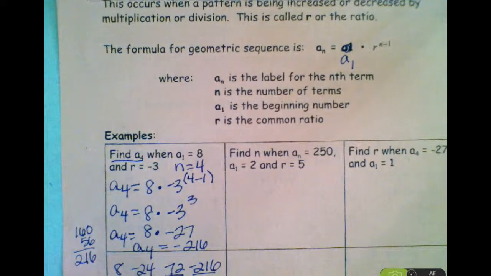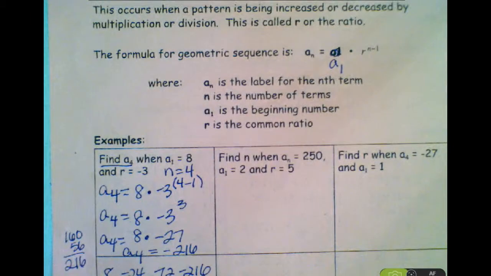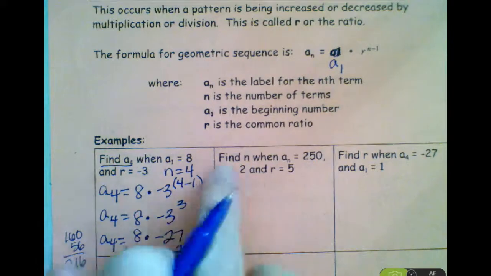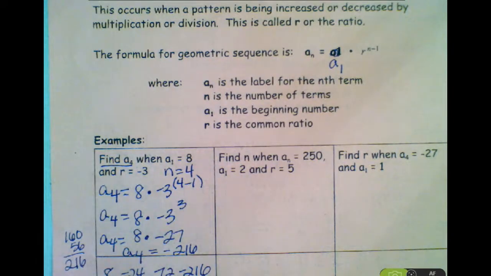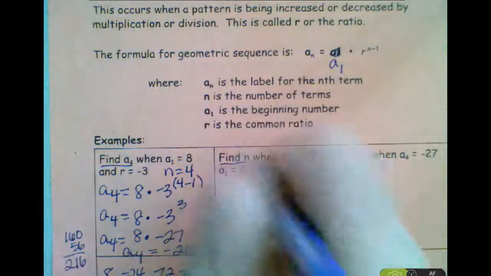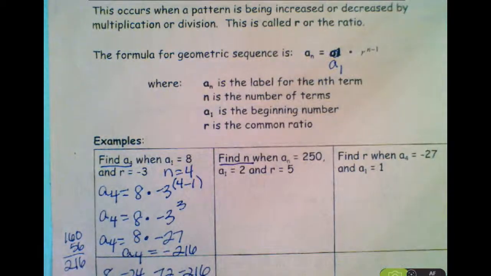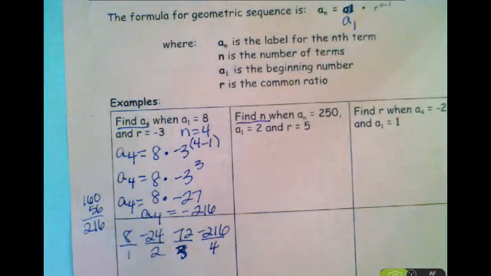All right, second one. What are we finding this time? What does it say? Nate, what does that say? Find n when A_n equals 250. Good, so we don't know what n is, right? We need to find that. Do we have a value for A_n? Yes, where does that go?